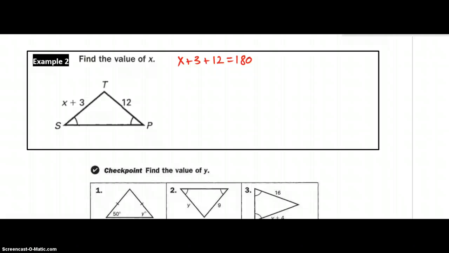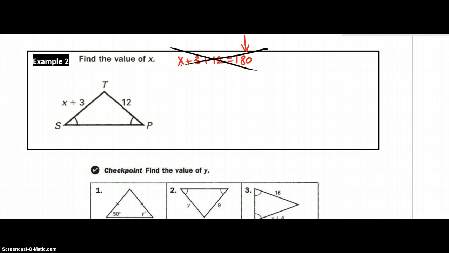x plus 3 and 12, what are those measures of? The sides? What is 180 the measure of? What in the triangle? The degrees in the triangle. Do we measure sides with degrees? No. So does this equation make sense? No. It is a very, very common mistake, but this, don't erase it, cross it out.